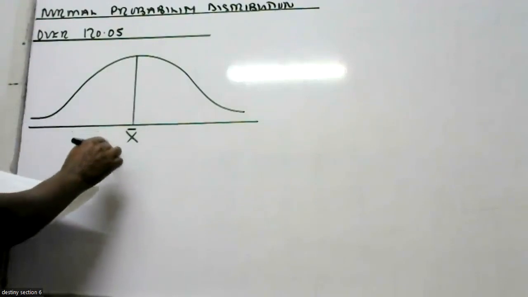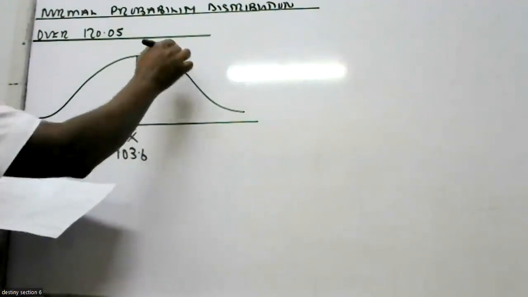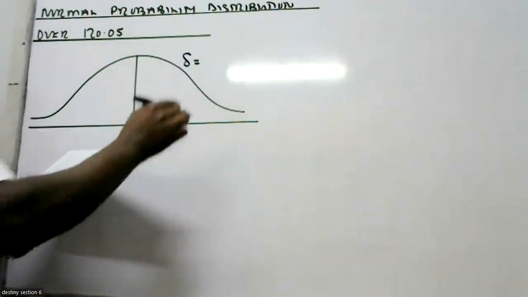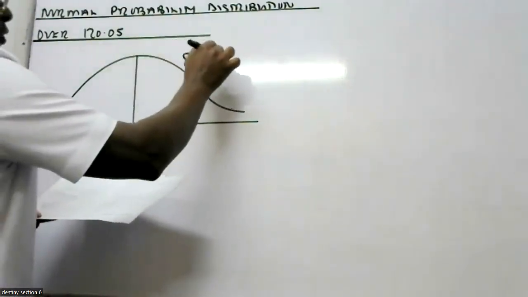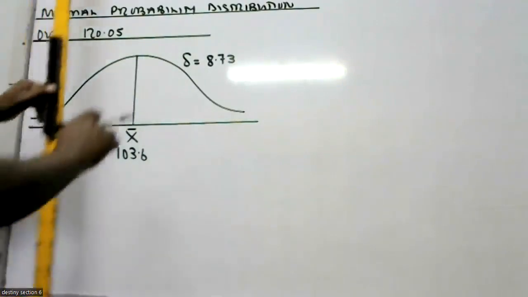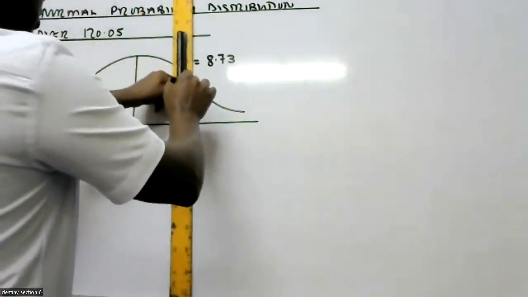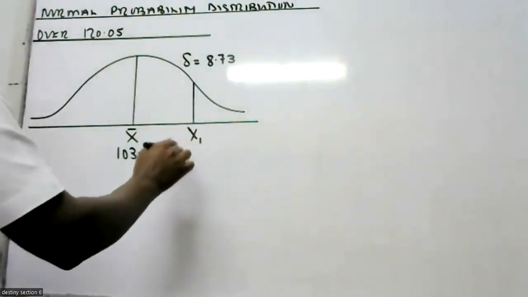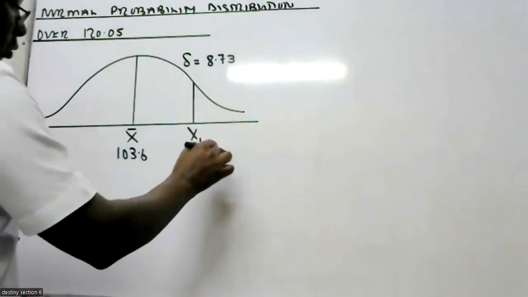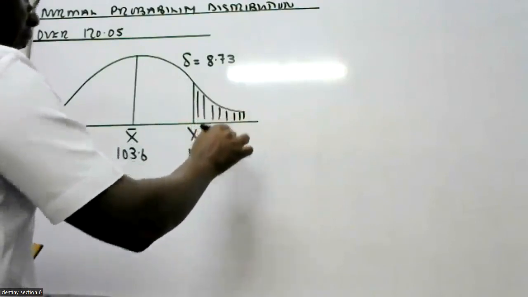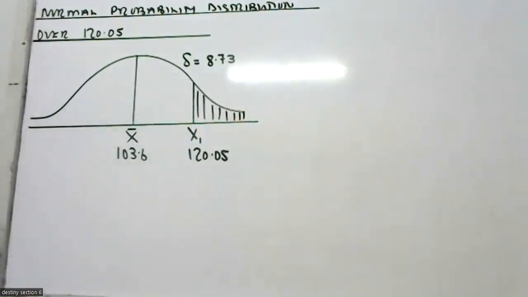So the mean here is 103.6, and the standard deviation is 8.73. So when they talk of 120 over, it could be somewhere here. So this is our x1, which is 120.05. So over is here.